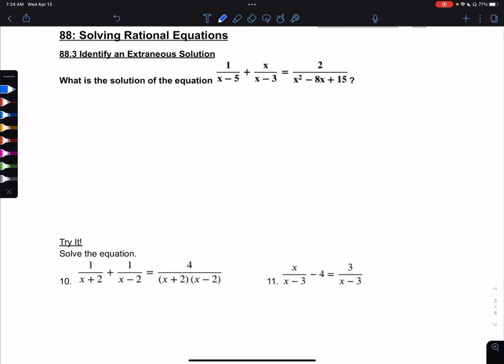Here we're going to look at topic 88, example 3, identify an extraneous solution. The question is, what is the solution of the equation? And then they give us this equation.